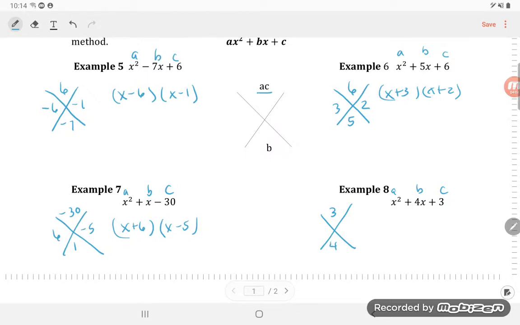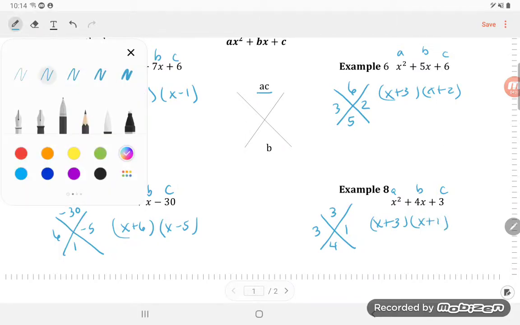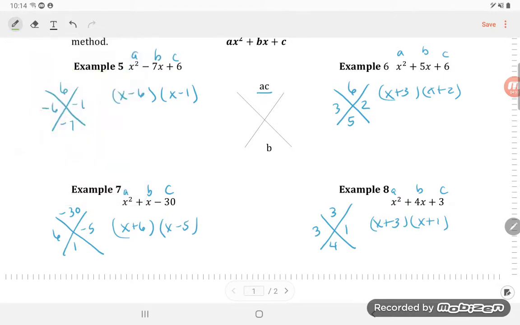Two numbers that multiply to give me 3, and they're going to add to give me 4. Those numbers are what? You got it. Those numbers are 3 and 1. My answer is going to be x plus 3 times x plus 1. So one last thing I want to show you is that once we get these factors, if you're unsure about them, let's just multiply them back together.